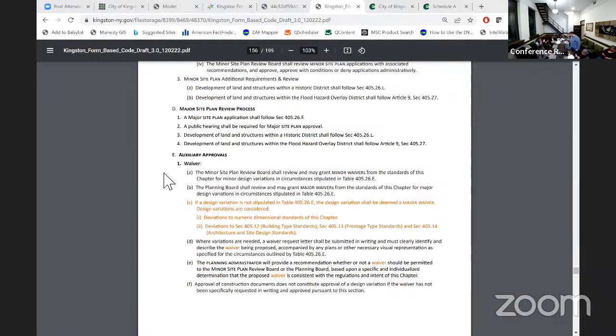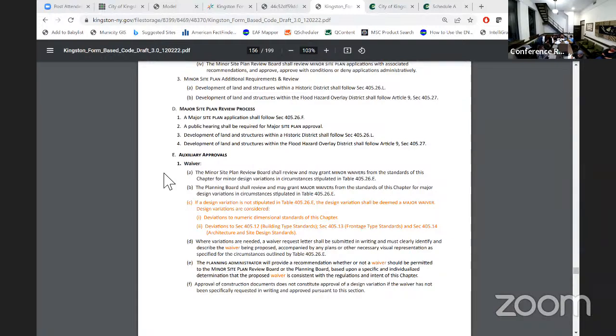That's good. I have other minor ones. In paragraph B there, it says where variations are needed, a waiver request letter shall be submitted in writing, and so on. The last line says, accompanied by any plans or other necessary visual representation as specified, I think by the planning board.